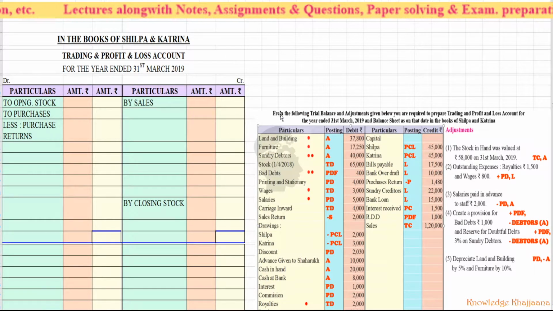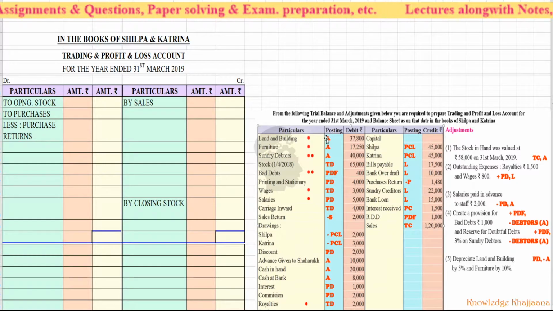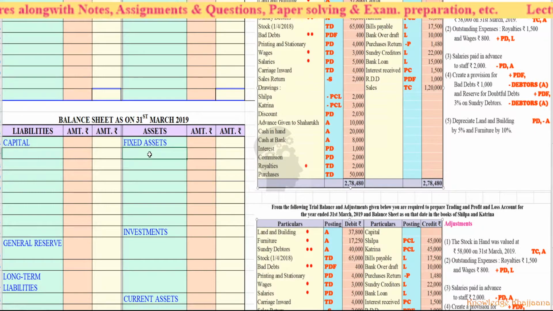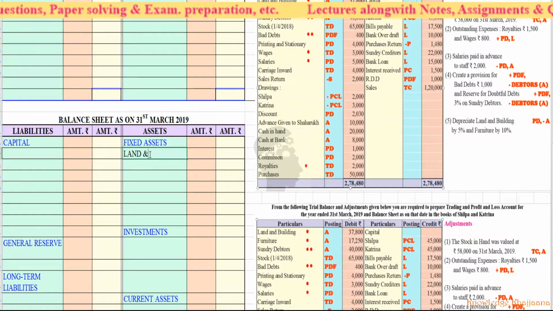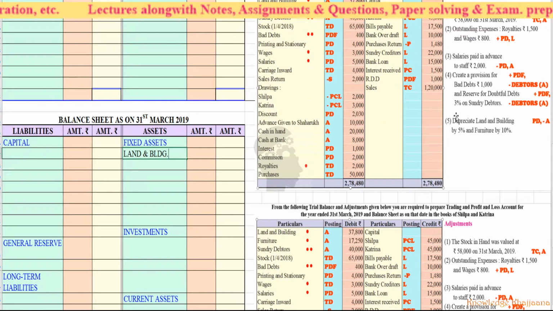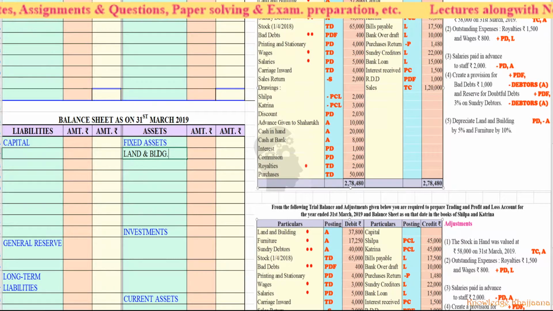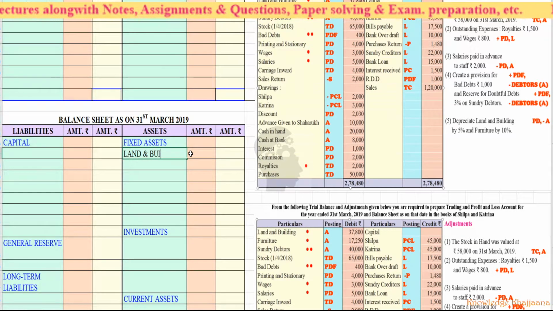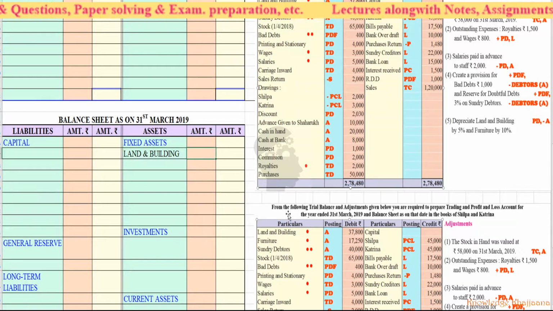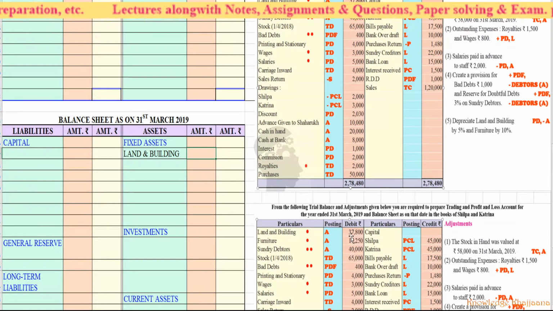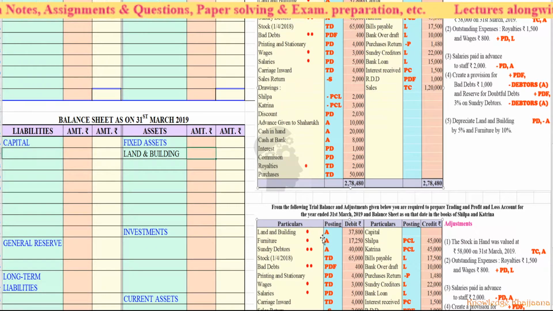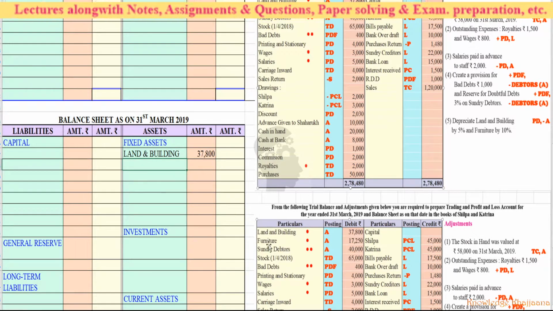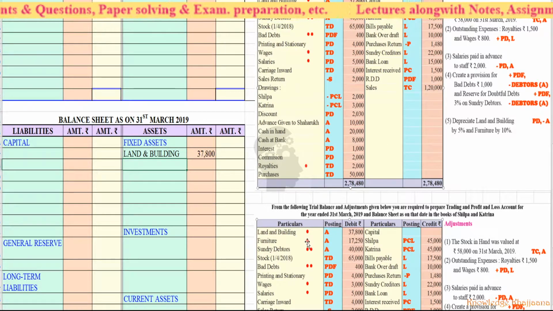Now the first item, that is land and building, an asset of rupees 37,800. Let's start posting fast. Though I am writing in short form, you are always required to write in full form. See, there is an adjustment for land and building, so we have to write the amount in the inner column. The amount of land and building is rupees 37,800.